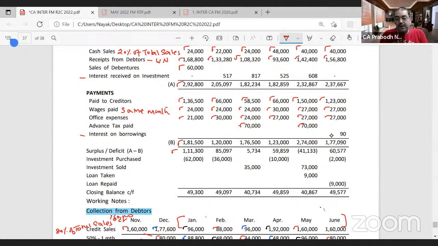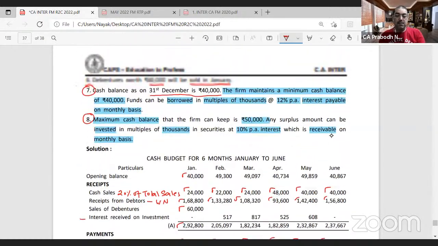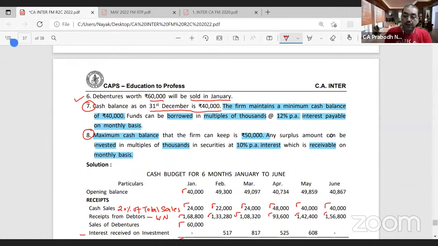Now what we have to understand is that we cannot keep a balance below 40,000. Minimum cash balance is 40,000. Maximum cash balance is 50,000. So what does that mean? It means that below 40,000 it should not be, and above 50,000 it should not be.